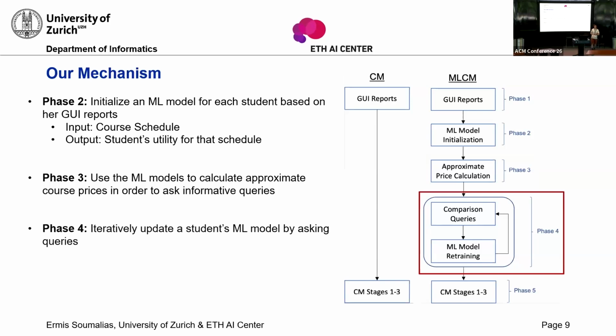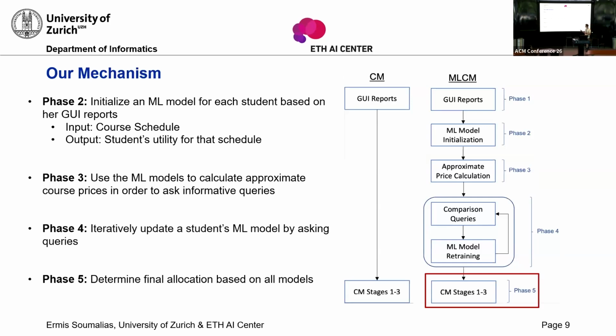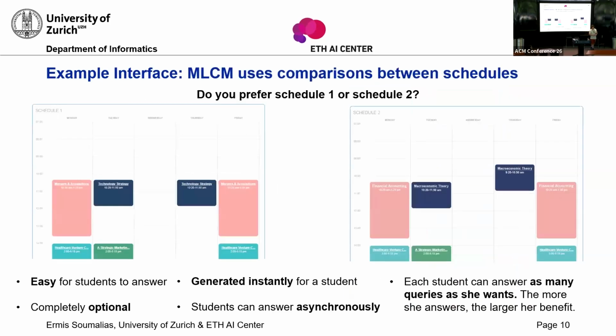In this phase, we iteratively ask the students' queries to fine-tune their models. Those are completely optional for each student, and each student can answer as many or as little of those as they want, including none. With the upshot being that the more they answer, the more this will benefit them in the last phase, where we compute a final allocation based on all models of those students.